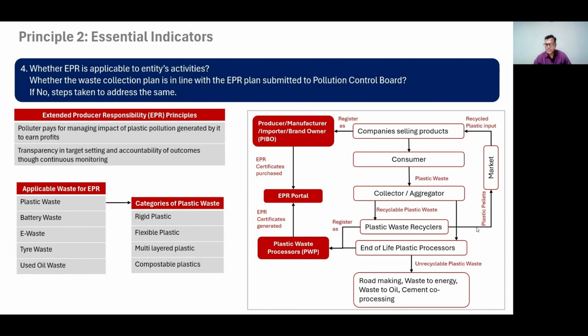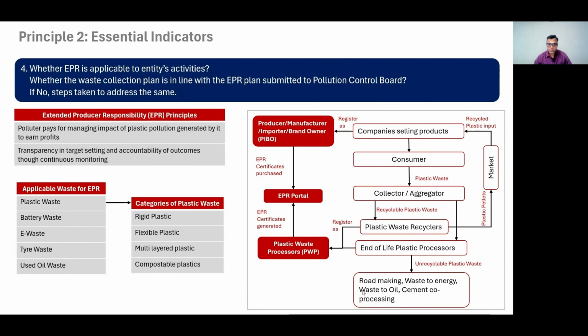So this is where the recycling happens. For the portion of the plastic which is unrecyclable, the end-of-life plastic processors use it to convert it into energy. It is also used for road making. And it is also used in cement co-processing for making clinkers. So this is how the chain of plastic goes from its origin to the recycling and back to its origin or to some other processing after its end of life.